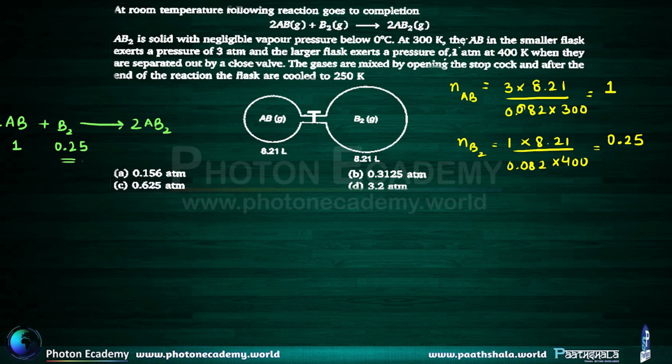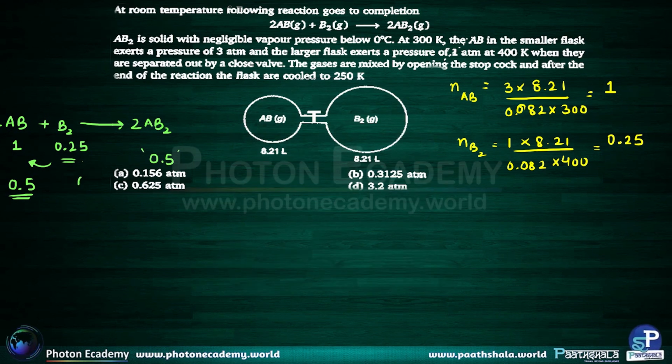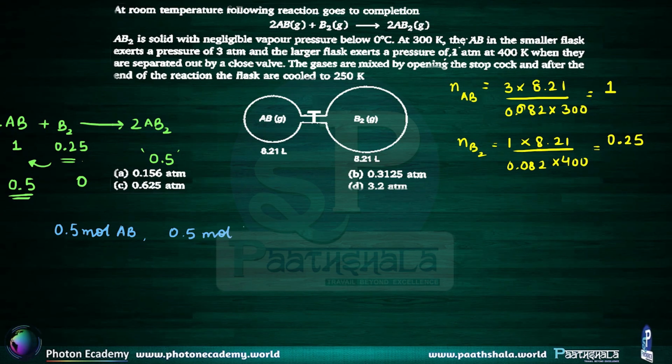So 0.25 moles of B2 will be consumed, and corresponding to that, 0.5 moles of AB will be consumed, which is twice the moles of B2 consumed. So the moles of AB left will be 0.5 moles and the moles of AB2 formed will also be 0.5 moles, and there will be no B2 left. Now let's look at what we have in our reaction: 0.5 moles of AB and 0.5 moles of AB2 after completion of the reaction.